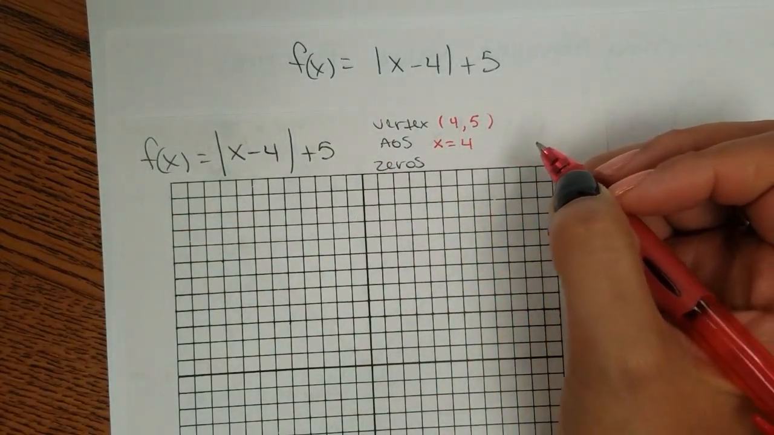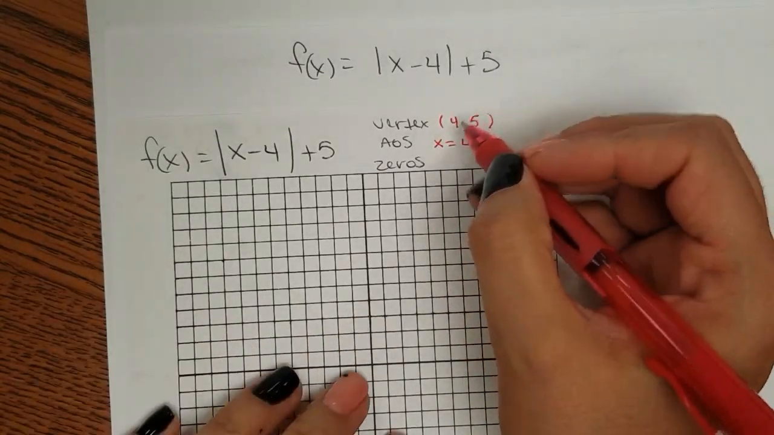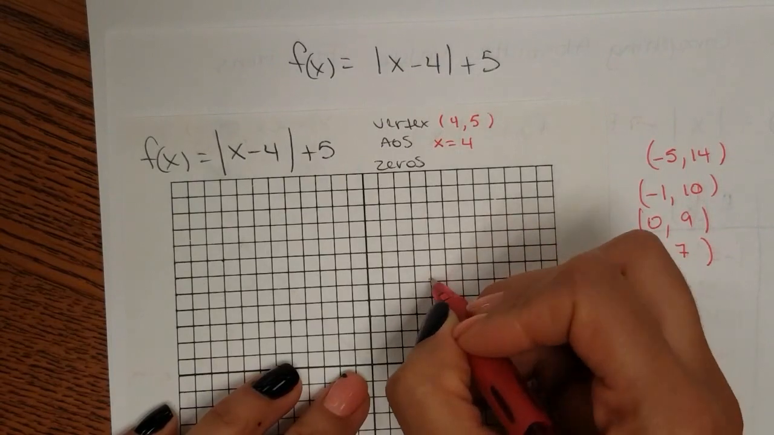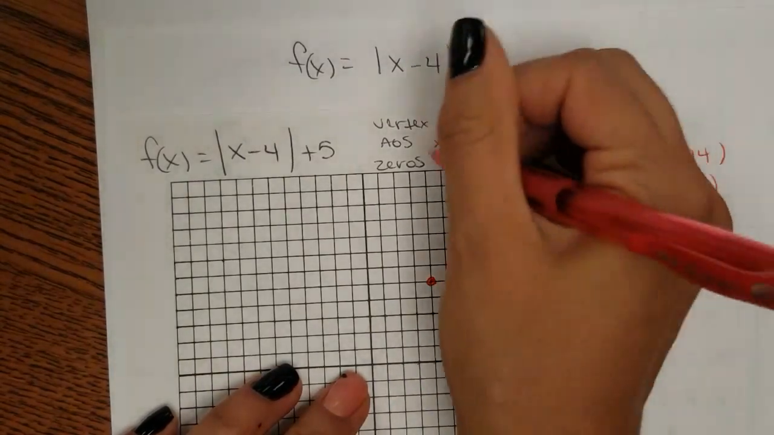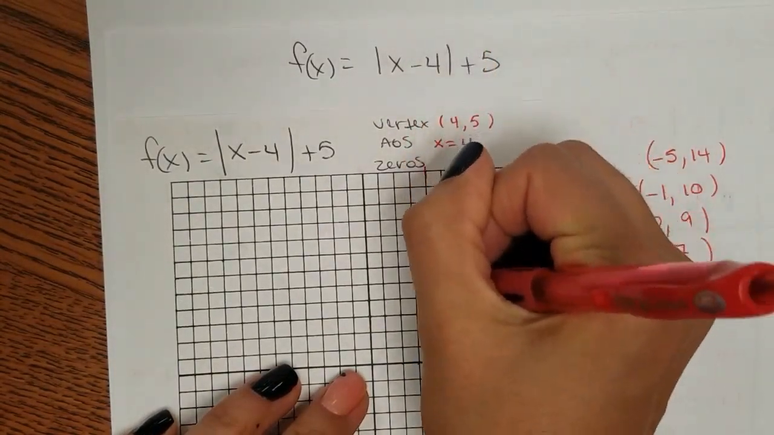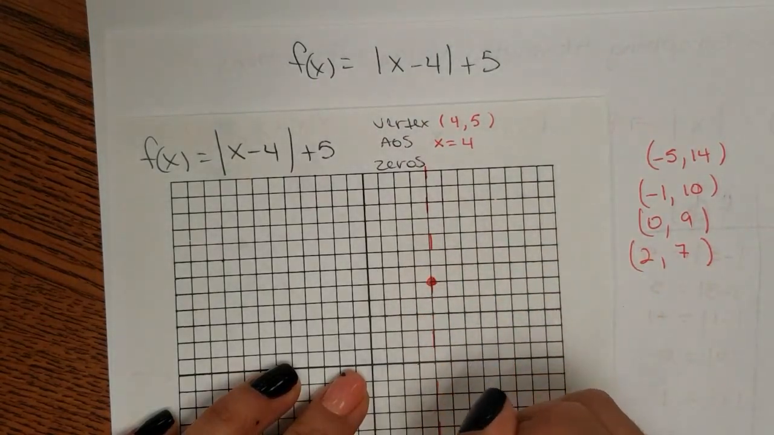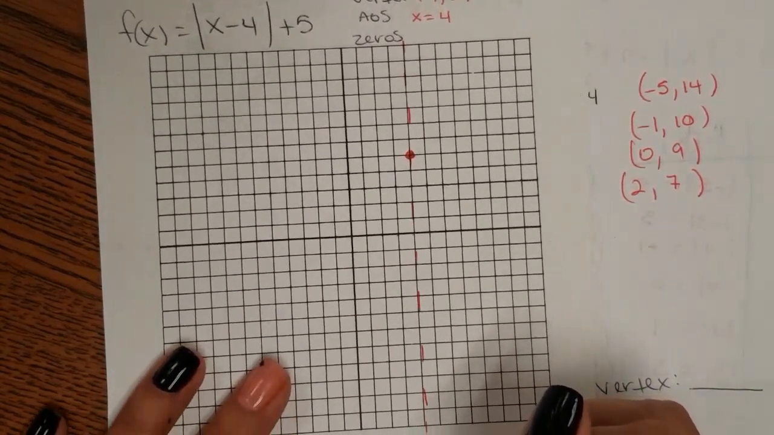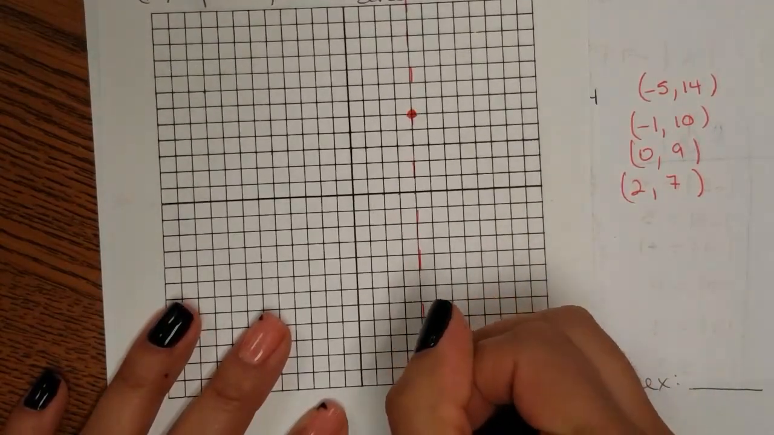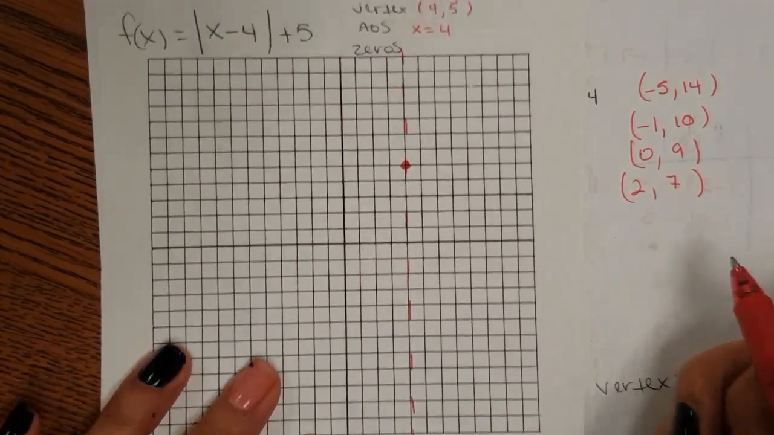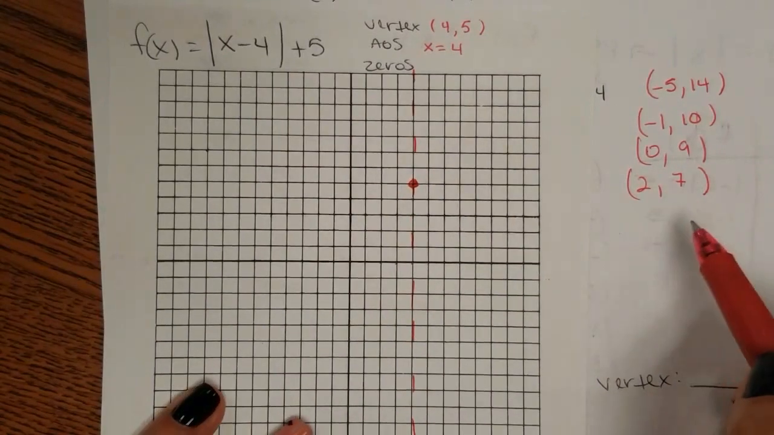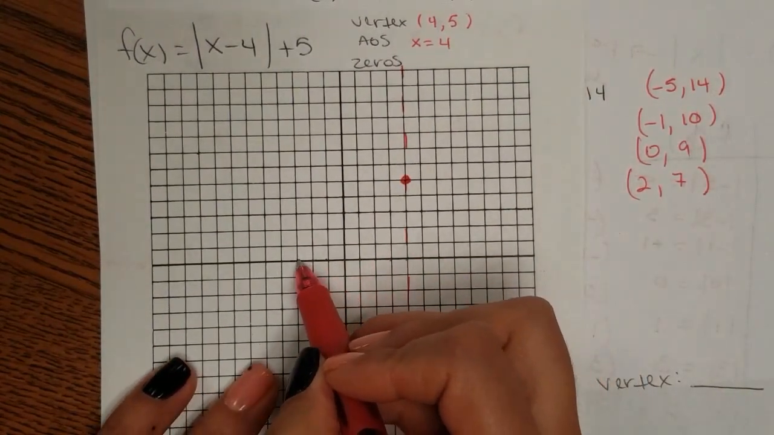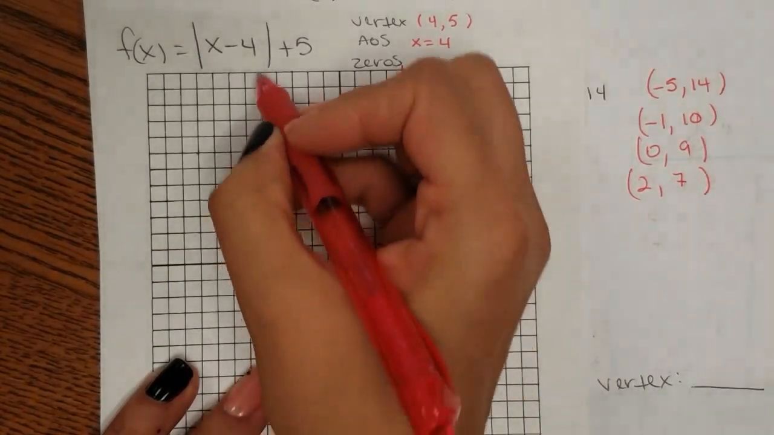So we start to set it up. You always start graphing at the vertex. 1, 2, 3, 4, 1, 2, 3, 4, 5. That's your vertex. Your axis of symmetry is the vertical line that passes straight through that. So that's your axis of symmetry, x equals 4. And now I'm going to start plotting these points. I have (-5, 14). 1, 2, 3, 4, 5, and it's going to be off the grid.